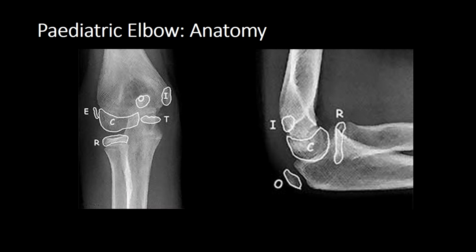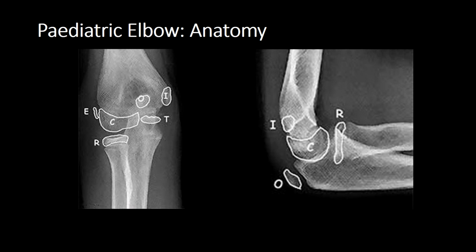Here we have an 11-year-old child with all the ossification centres visualised. So C is our capitulum, R is our radial head, I is the internal epicondyle, T is the trochlear, O for the olecranon, and in this case they've used the letter E instead of L to represent the lateral or external epicondyle.